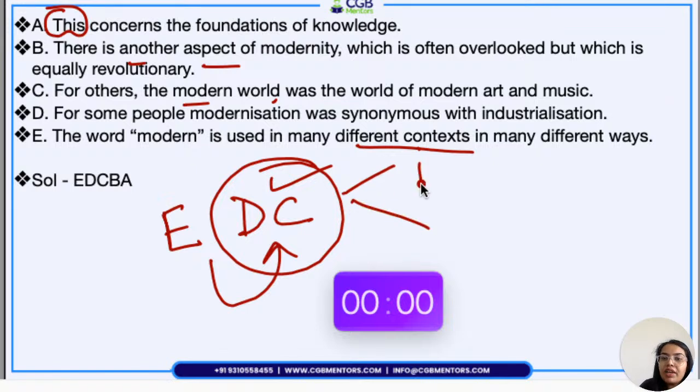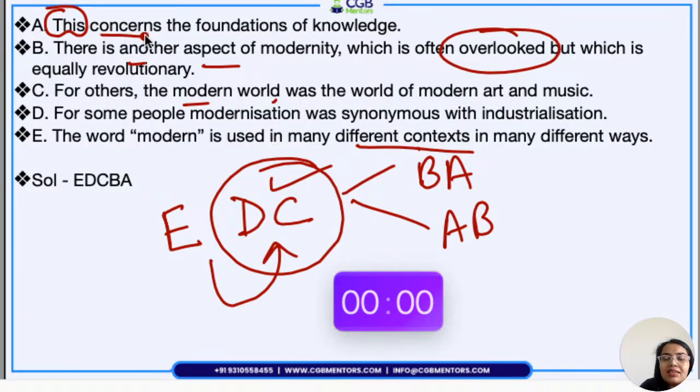Now again we have two ways to go: B and A, and A and B. There is another aspect of modernity which is often overlooked. This concerns the foundation of knowledge. Okay. Now, because there is another aspect which is overlooked, that's why it is something which is concerning. That's why B has to come first and then A will follow. Otherwise, there is no point of saying this concerns. Why is this verb used? There has to be something concerning, only then will this word be used. So there is one thing which is often overlooked. That's why it is a bit concerning with respect to the foundations of knowledge. And B and A will come this way. Okay.